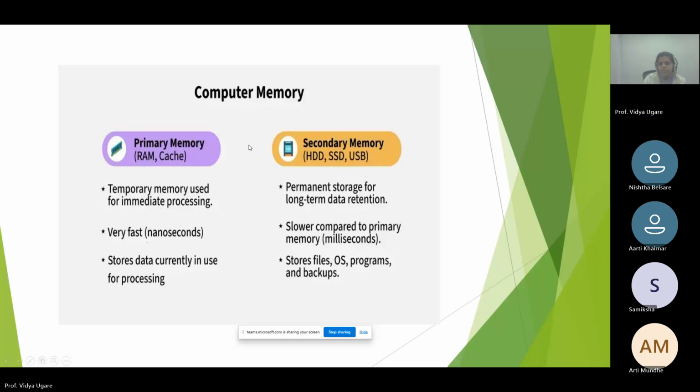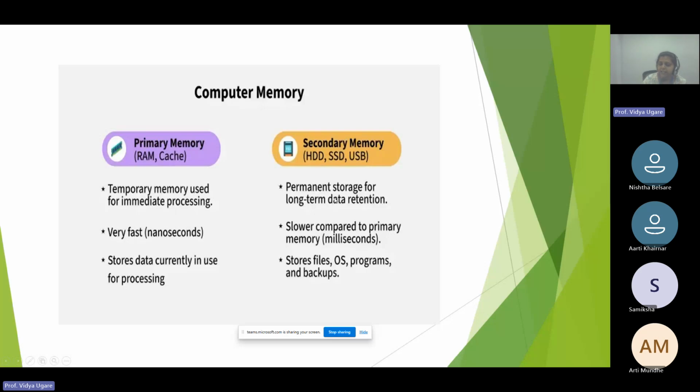That is primary memory. The best example is random access memory, that is RAM, and one more is cache memory. And on the other side, there is secondary memory. Now secondary memory, in which the examples are HDD, hard disk drive. SSD means solid state drive. USB is universal serial bus, for which you connect pen drives. These all come under secondary memory, which stores your data permanently for a longer time.